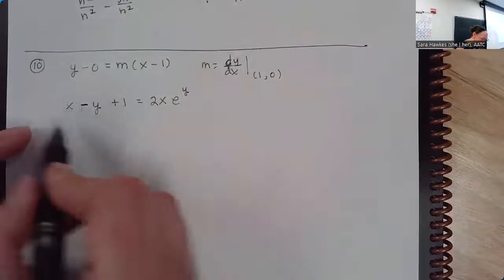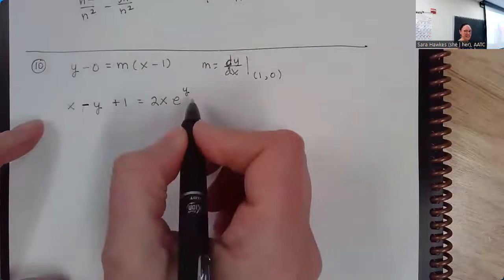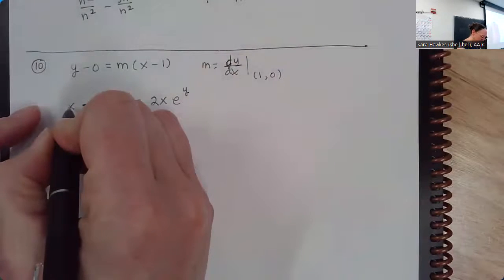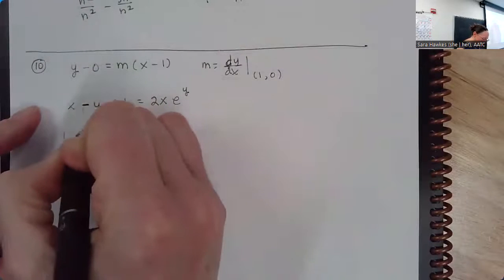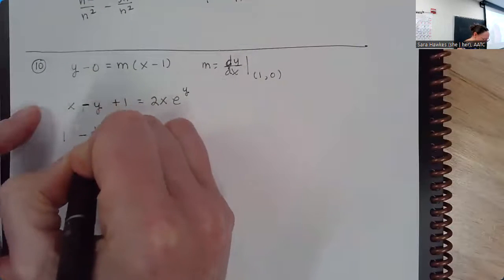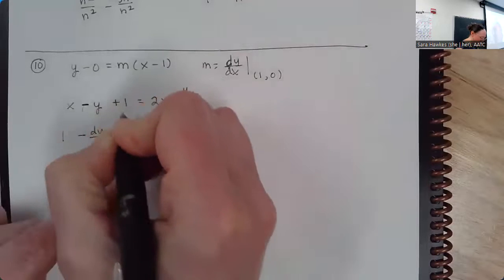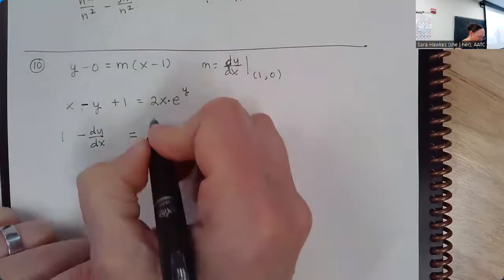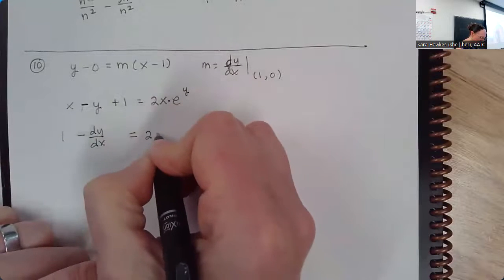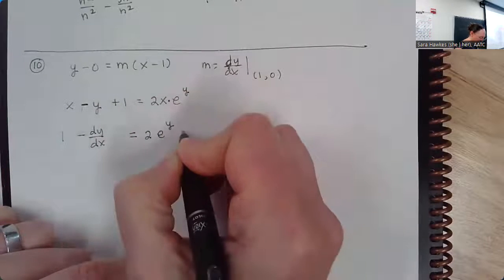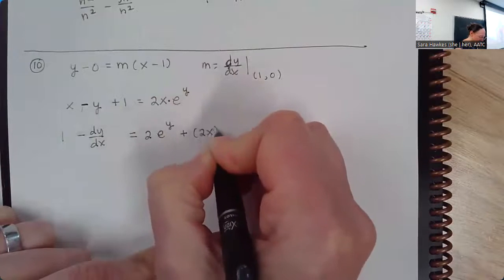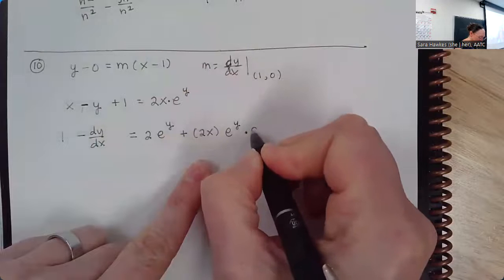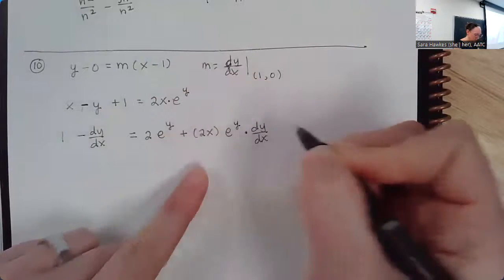Okay, so taking the derivative, it's going to be implicit because I've got x's and y's mixed up together. Derivative of x is 1. This derivative I'm going to write as dy dx. Derivative of 1 is 0. Now I've got a product rule. Derivative of 2x is 2. And I leave the e to the y alone. Plus, I leave the 2x alone. The derivative of e to the y is e to the y times dy dx.